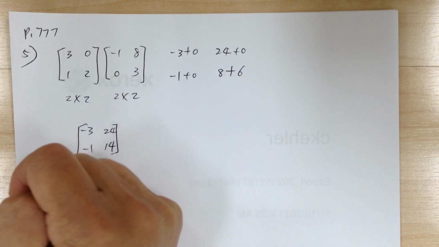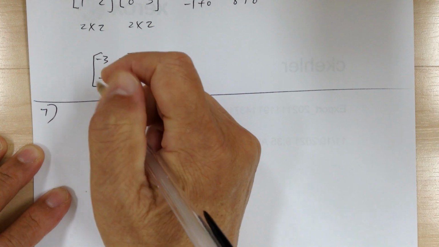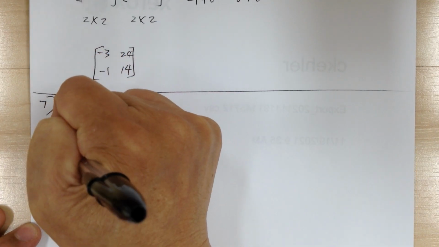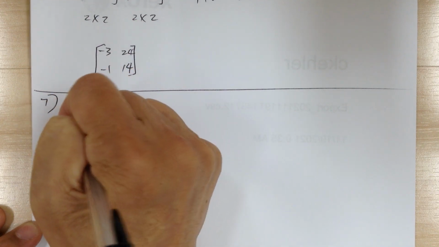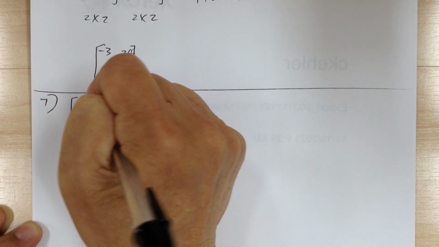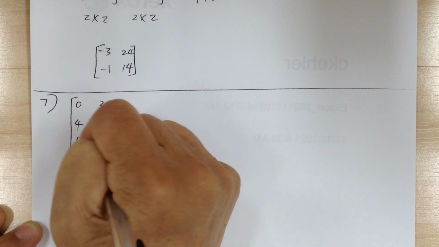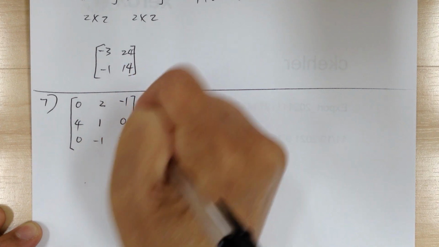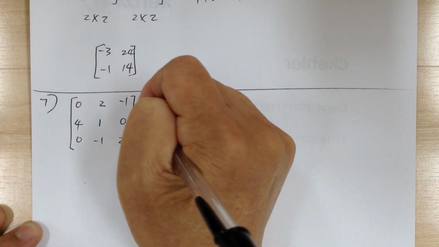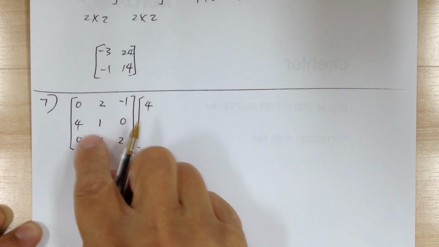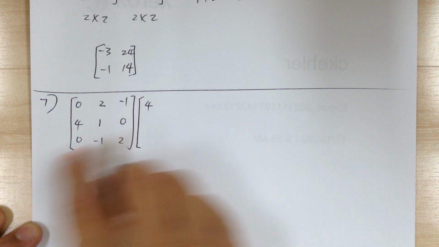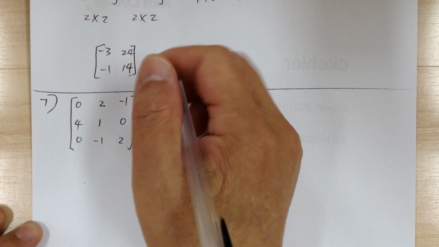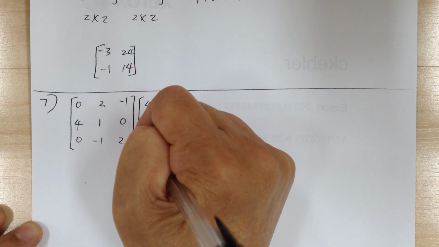Okay, let's go to number 7. Now you've got 3 by 3, so things start to get a little bit more complicated. [0, 4, 0, 2, 1, negative 1, negative 1, 0, 2]. If you have square matrices of the same size, they can always multiply. You can do the checking if you want to, but you can multiply this one.